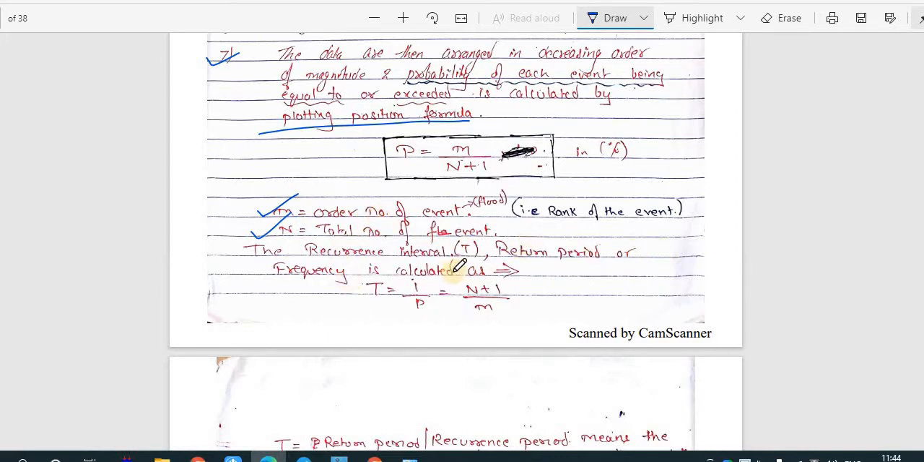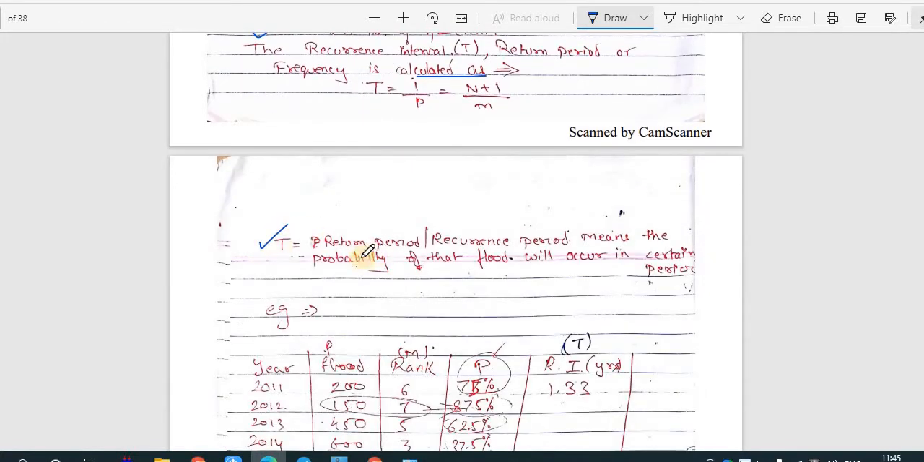And T is basically the recurrence, the return period. T, the frequency, is generally calculated by what? 1 by P, or it can be calculated as N plus 1 by M, because the P formula is M by N plus 1, so 1 by P becomes the opposite of this. This will go up, this will come down, so N plus 1 by M. Okay, so T is the return period or the recurrence period, meaning the probability that a flood will occur in a certain period.